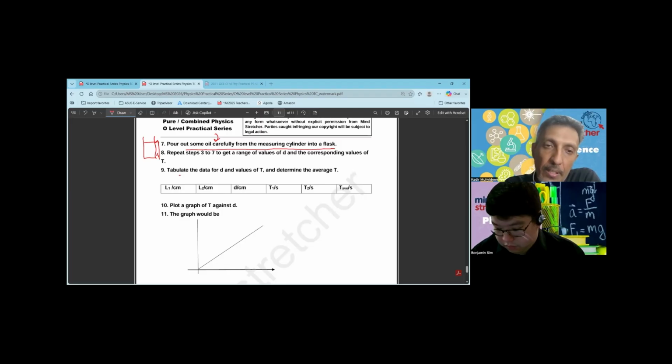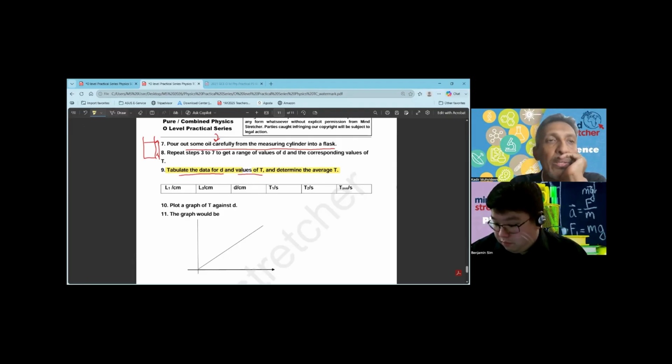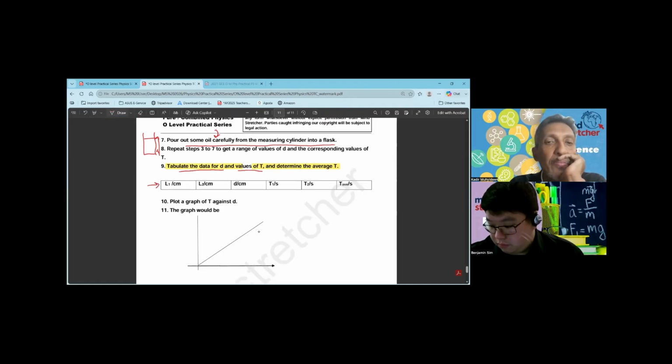Okay, and tabulate the data for D and values of T. Yeah, the distance it falls through is the distance it falls in the oil. Yes, that's right. Okay, so after that, you tabulate the values of D and T. This is to show what you record here.